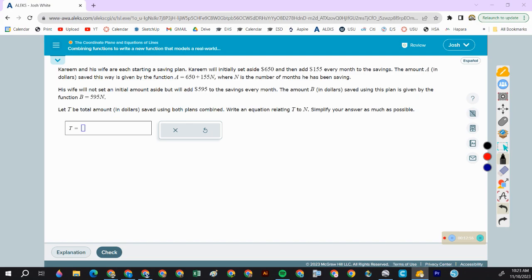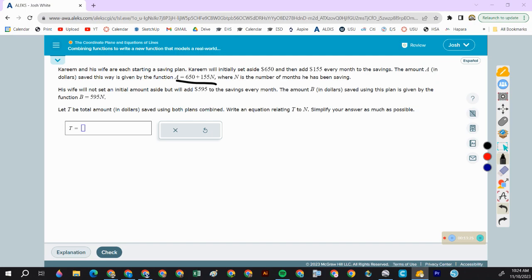So Kareem and his wife are each starting a savings plan. Kareem will initially set aside $650 and add $155 every month. The amount A is given by that function. A equals 650 plus 155n, right there. His wife will not set aside an initial amount, but will add $595 to the savings every month. So her function is B equals 595n.